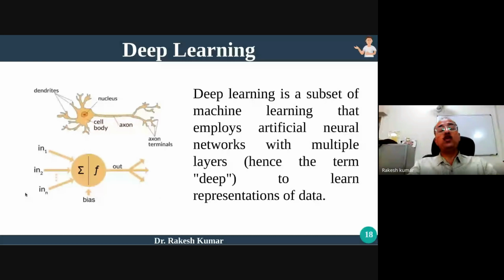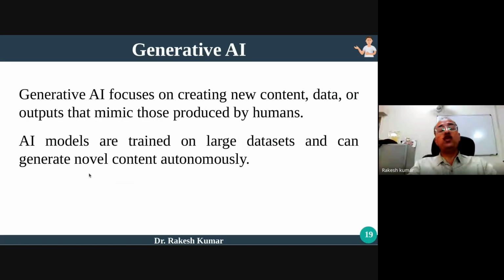You are seeing here on the top of the screen the biological neural network, and on the bottom, the artificial neural network. As in the case of human beings, where learning is carried out by the biological neural network, by imitating the same behavior, by making use of ANN, the learning is carried out.